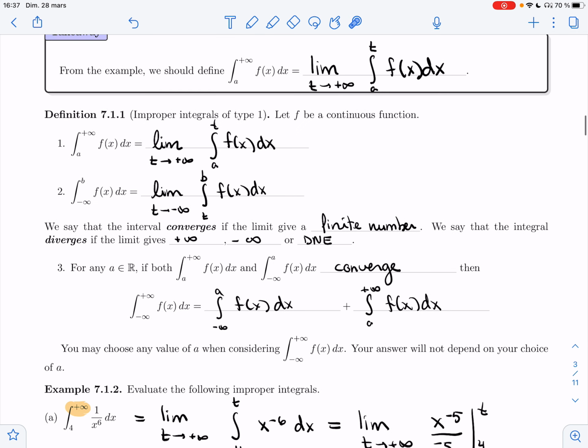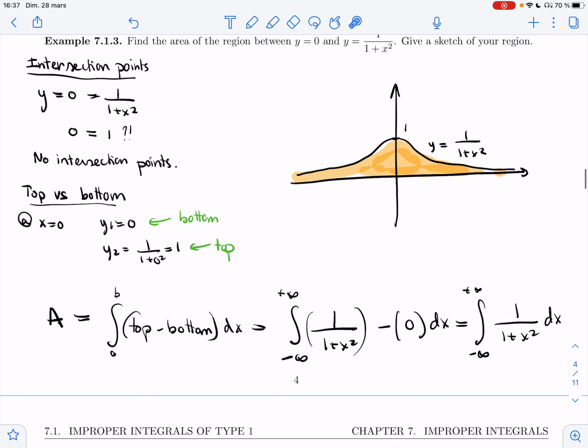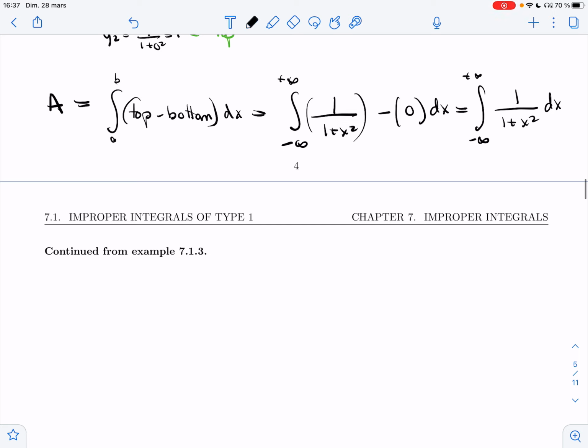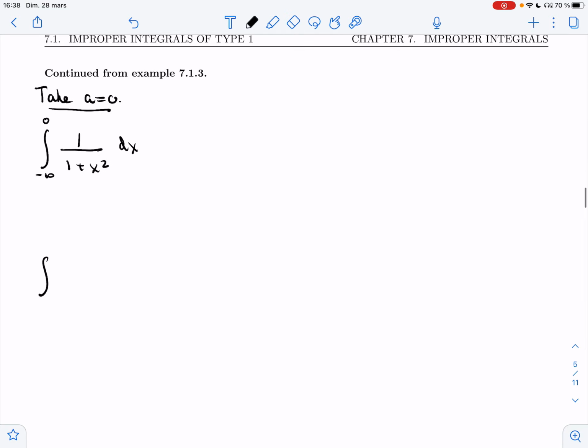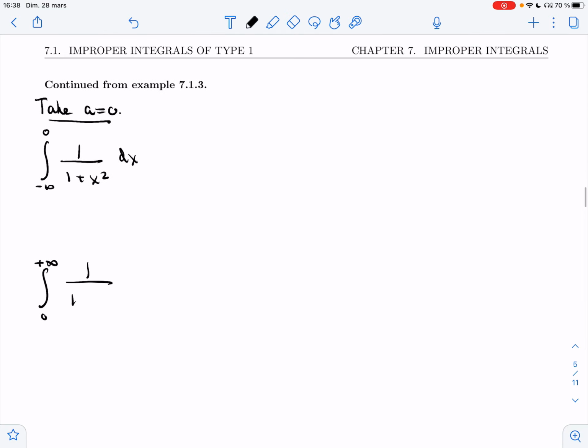All right, so I need to pick an A, any A would do, and I need to split it into two parts. So no need to be original here. Let's take A equals 0. So I need to consider the integral from minus infinity to 0 of 1 over 1 plus x squared. I need to evaluate this. If I get a finite number, I will need to look at the second half separately. All right, so this is a limit as t goes to minus infinity, t to 0, 1 over 1 plus x squared dx.